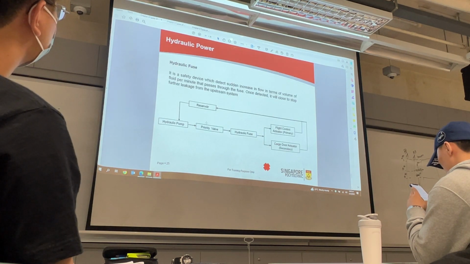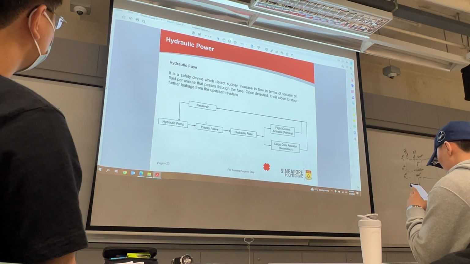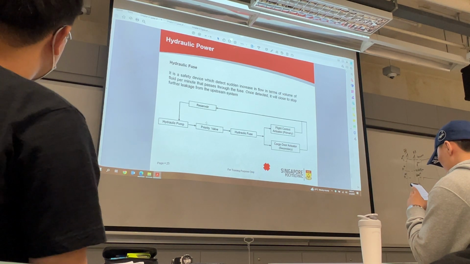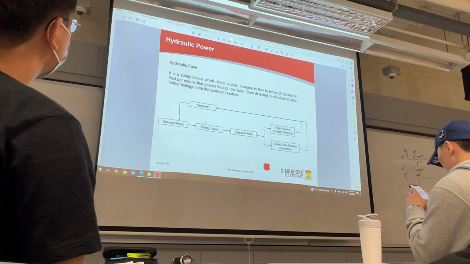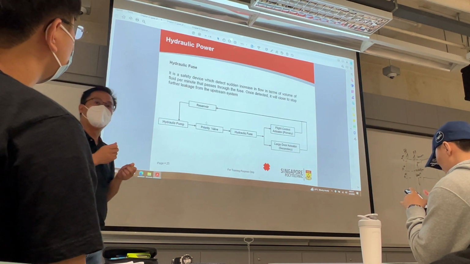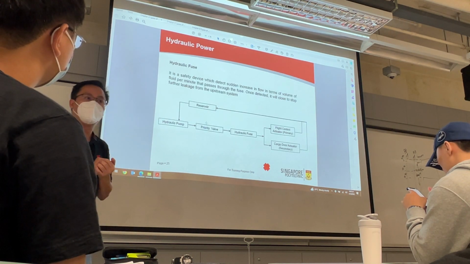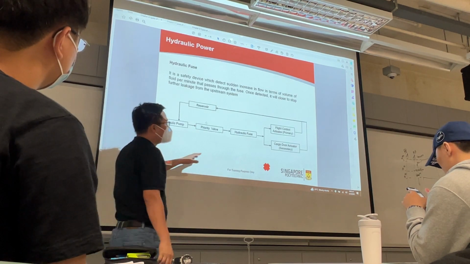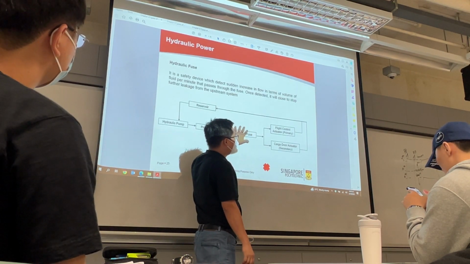Hydraulic fuse. Hydraulic fuse is nothing but your electrical plug. There is an electrical fuse as well. Okay, there's a thin wire. If there's any high surge, the wire will melt, and then that protects your appliances. Now, this hydraulic fuse is measured by flow rate.